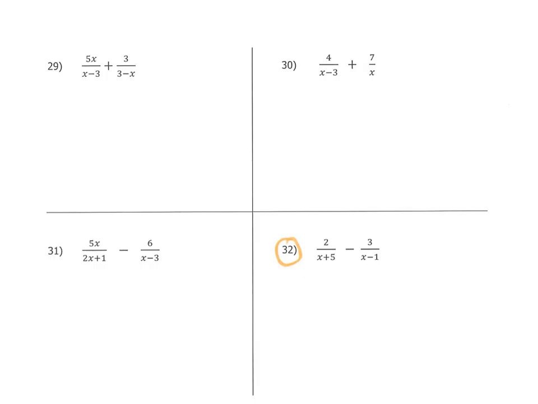Number 32, very similar to the one that we just took a look at. Remember, change the minus to a plus and put the negative with the second fraction. Think about your denominator. I have an x plus 5 and an x minus 1, so smush them together with multiplication. Multiply by what it's missing.